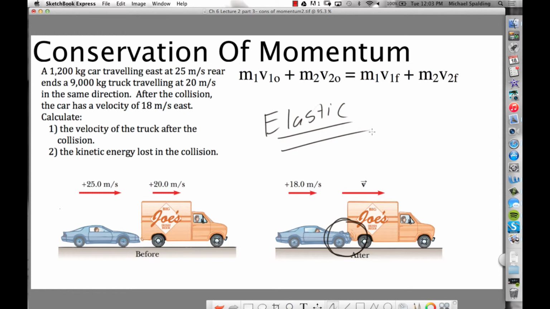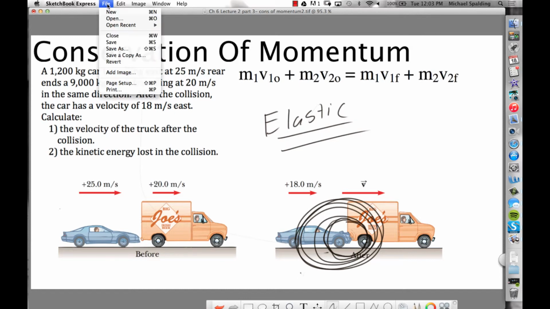So if you come across a problem where they say that the collision is elastic, then they're telling you that the kinetic energy is conserved. But if they don't mention the word elastic, then that means that kinetic energy is lost. And where does that energy go? Why are we losing energy in the collision? Because it takes energy to deform an object. All right, so here in this problem, we are going to lose kinetic energy.